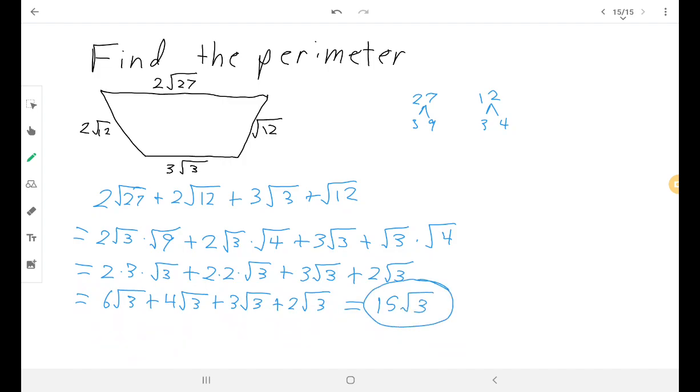Now I did that a little bit faster than the other ones, but I hope I've shown you that that just involves factoring out the square root of 3 and adding the numbers, then putting everything back together.